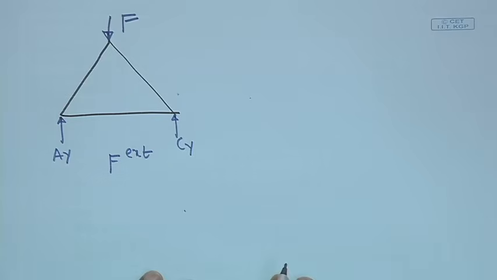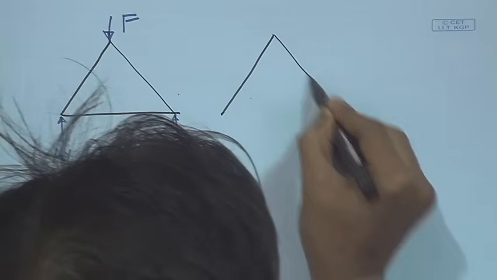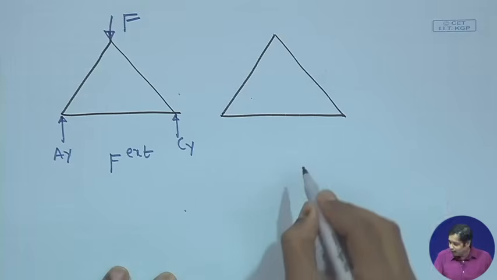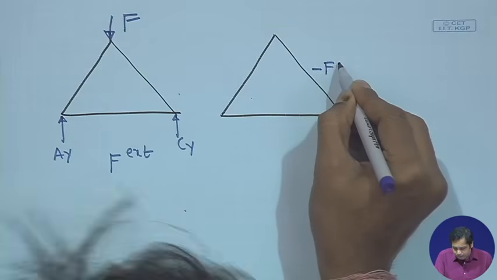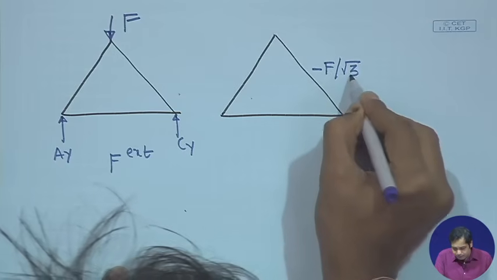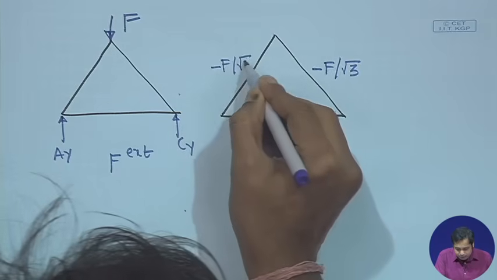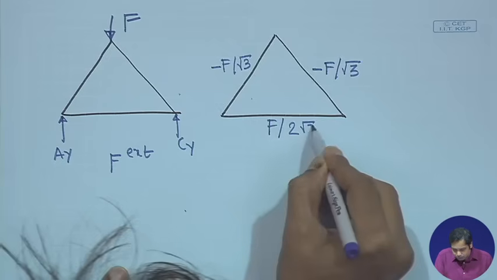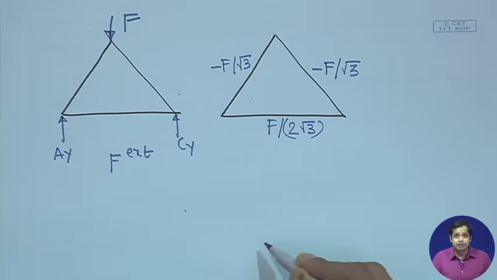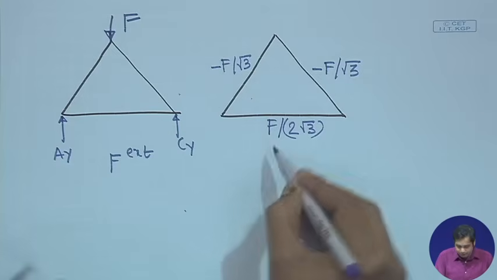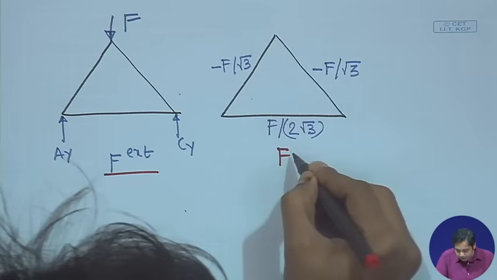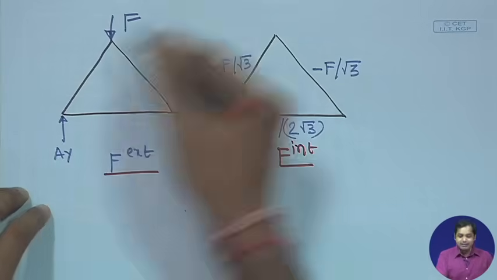This is F external. Now, let us draw the internal force system. If you remember, the forces in these members are minus F by root 3, this is also minus F by root 3, and you can easily find this is F by 2 root 3. This is the internal force in the member, because of this external force. So this is F external and this is F internal. This is our system 1.